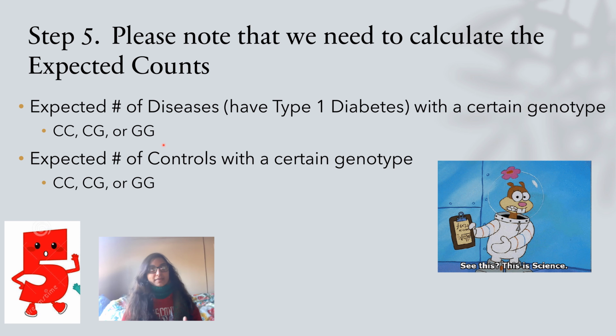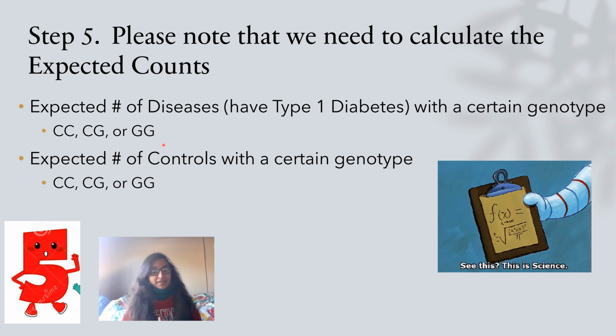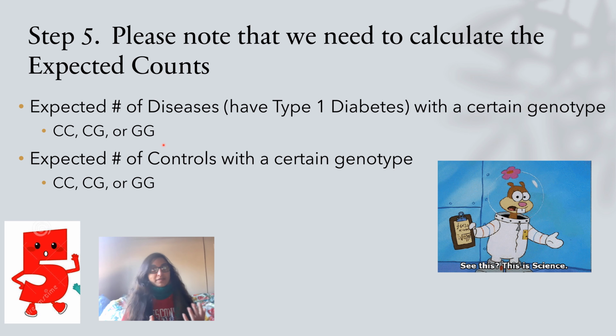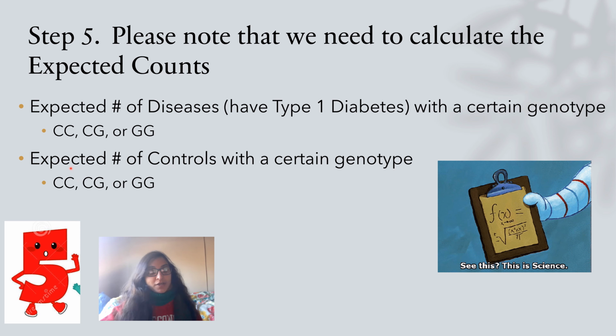So here we're going to look at the probability that we have found individuals with CC, CG, and GG genotypes, and the probabilities of us observing the disease and of not observing a disease. We're going to use those to find our expected number of individuals with disease who have CC genotype, those who have CG, and those who have GG. Similarly, we're going to look for the controls and what is the expected number of people with CC, with CG, and with GG.